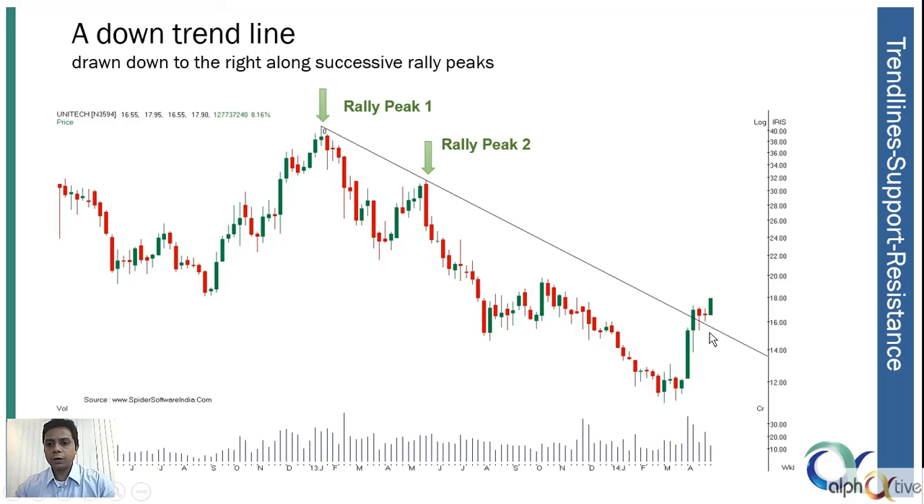You see over here we have a nice breakout of the trend line, meaning that prices have managed to breach above it, managed to close above it. It means that the trend line has reversed on the upside, or we can say that the erstwhile downtrend has now reversed on the upside and Unitech has moved into an uptrend.